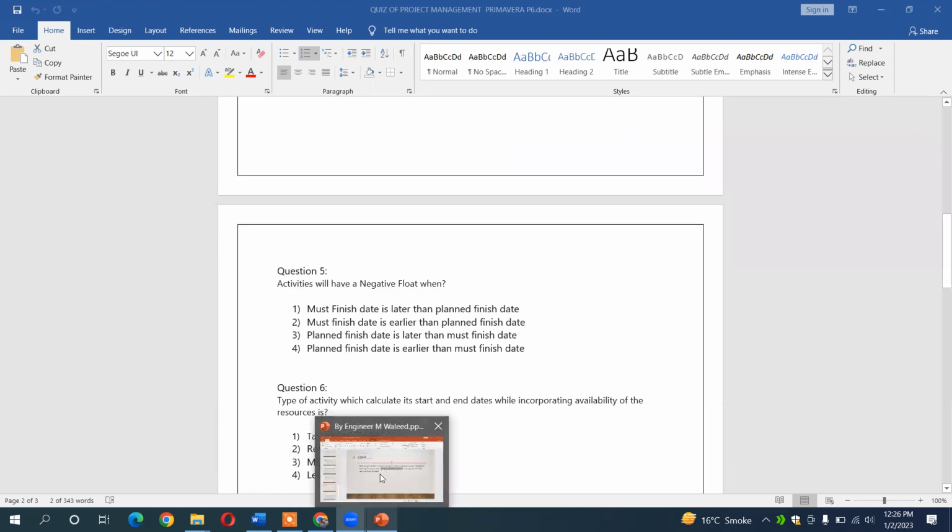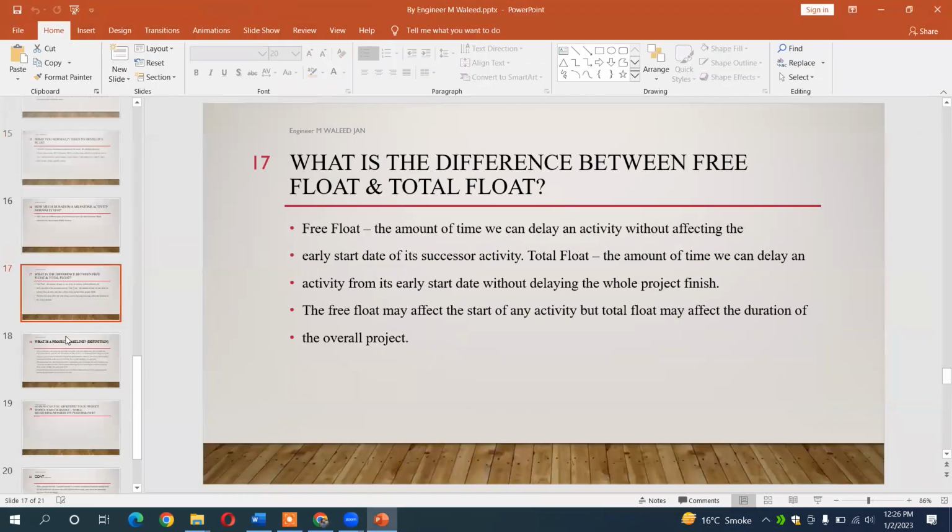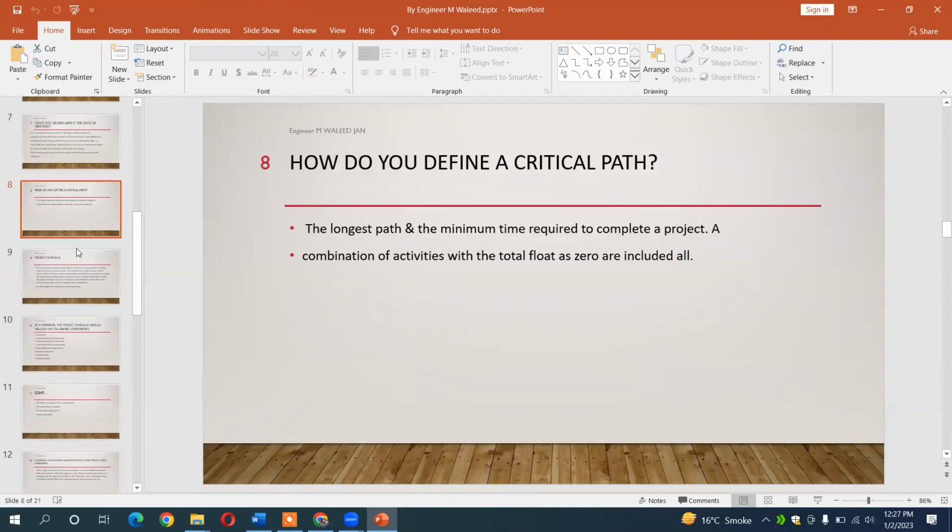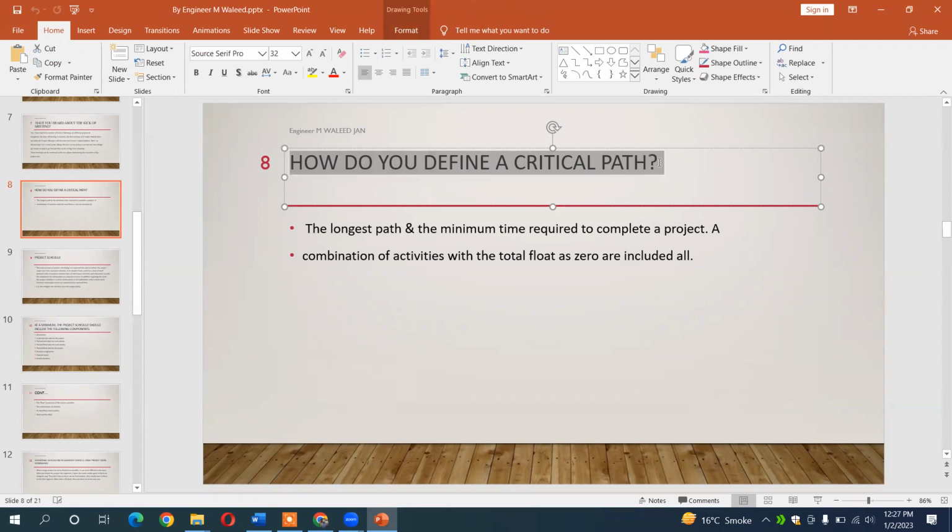Let me discuss the others, like how do you define the critical path here? The longest path is the minimum time required to complete the project. It's called the longest path, a combination of activities with total float of zero. Having all activities with zero float is called the longest path, while there is another path, the shortest path, that is included in the non-CPM.